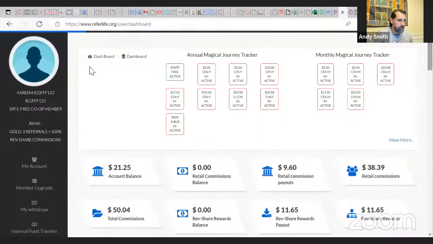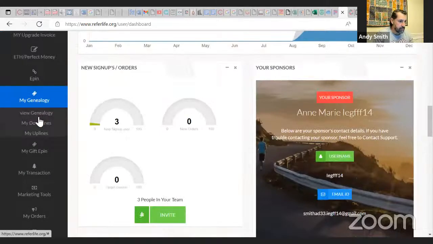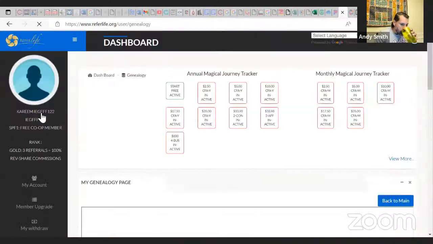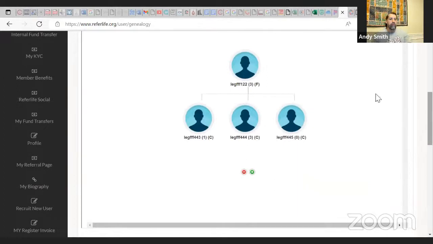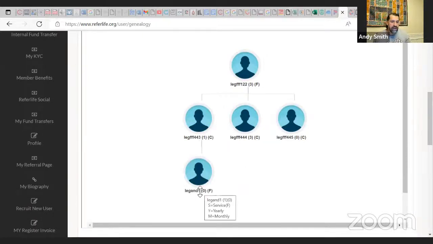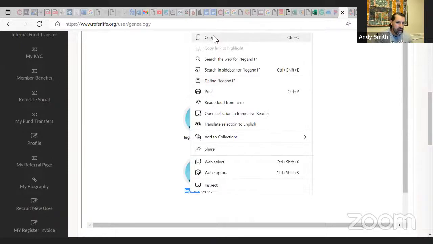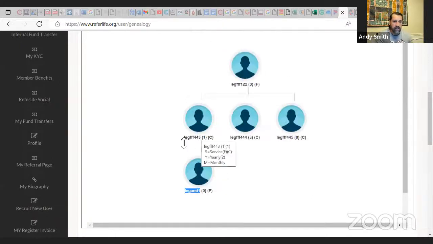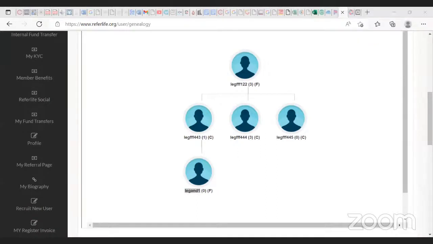Okay, so here we go. Kareem is 122. Let's look at his genealogy again, because I don't want to mess this up. Okay, so 444 is Ramon. 443 is going to be Andrew. What we're going to upgrade is the IEG N1. Let's all look at that. IEG N1 is the one we're going to upgrade. The 443 is going to be Andrew's. Make sense? I think so. Okay.